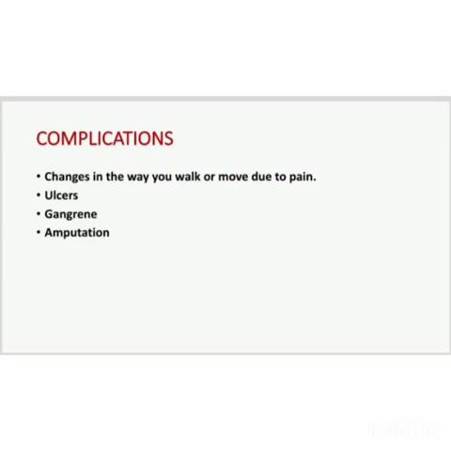Now come to the complications. The possible complications from Buerger's disease include: first, changes in the way you walk or move due to pain. Then ulcers. Then gangrene, which means tissue damage. Conclusion: Buerger's disease is a disease condition in which there is an inflammation of small and medium sized blood vessels.